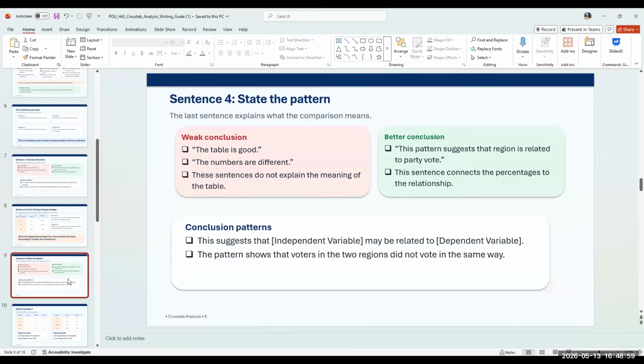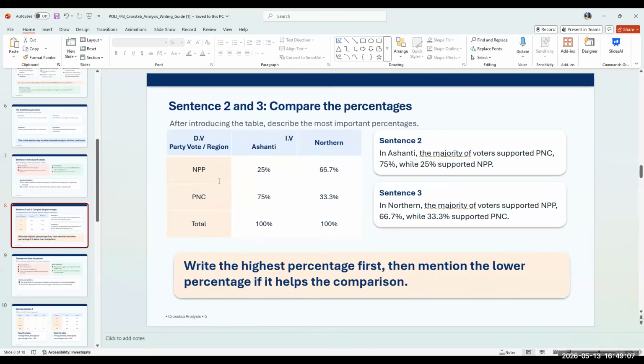Then my conclusion can be that the pattern suggests that region is related to party vote. So I'm saying that if PNC is performing well in the Ashanti region and NPP is performing well in the Northern region, it shows that, please, I don't want to have to put people in the waiting room.